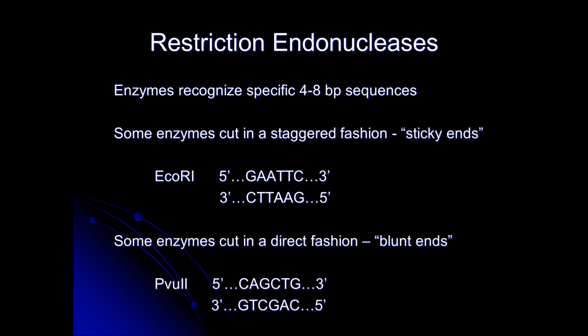Enzymes recognize specific 4 to 8 base pair sequences. What? They recognize specifically 4 to 8 base pair sequences. Some enzymes cut in a staggered fashion, producing sticky ends, and some enzymes cut in a direct fashion, which is known as blunt end.